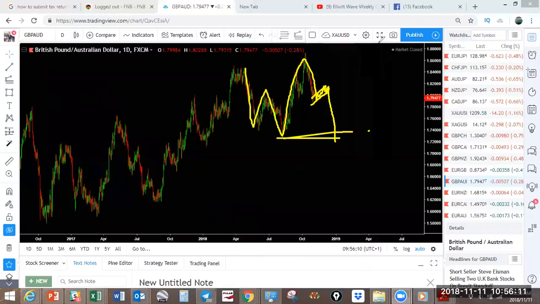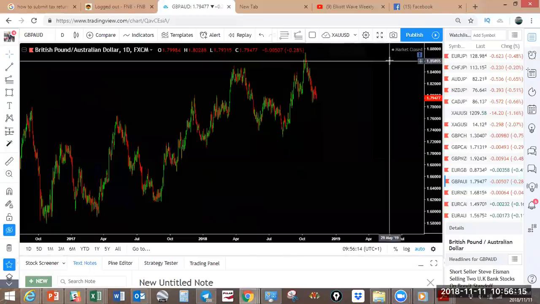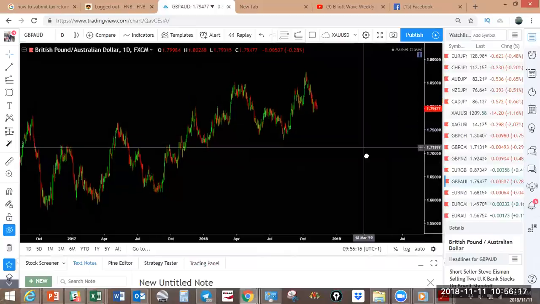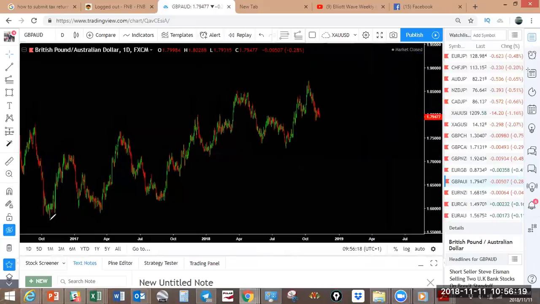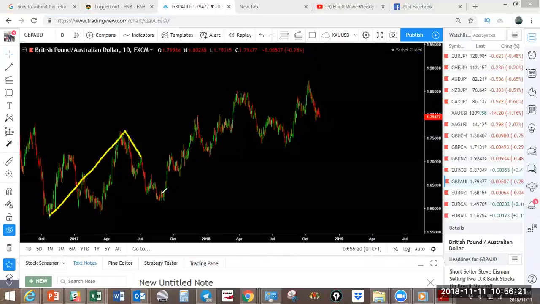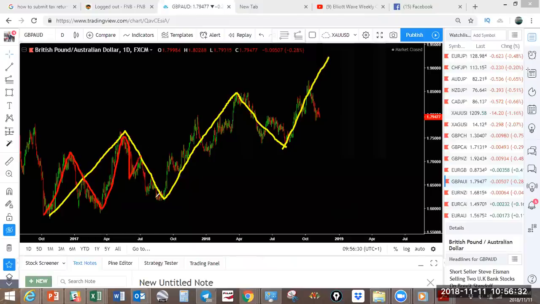Right, so that upside is still quite possible. Still quite possible, because if you look at this one as a 1, 2, 3 there, 1, 2, 3 there, 1, 2, 3 there, 1, 2, 3 there, this can still be a 3-wave move here. You see here we've got 1, 2, 3, 1, 2, 3, 1, 2, 3.